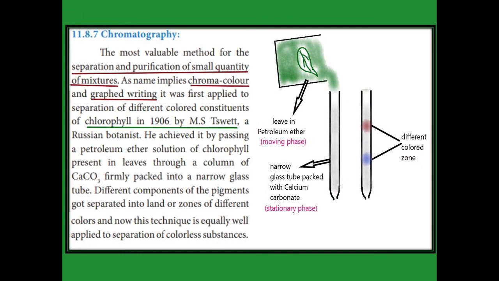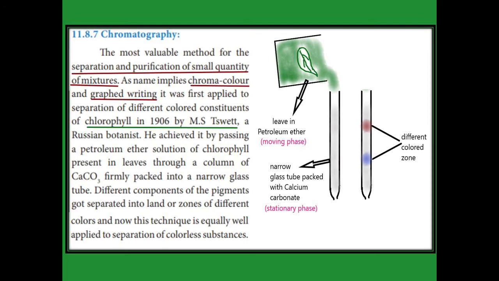Chromatography. Chromo means color. Graphy means writing. So based on the color, we are going to separate the organic compound. This chromatography is used for the separation or purification of even a small quantity of organic compound. This method was developed by M.S.